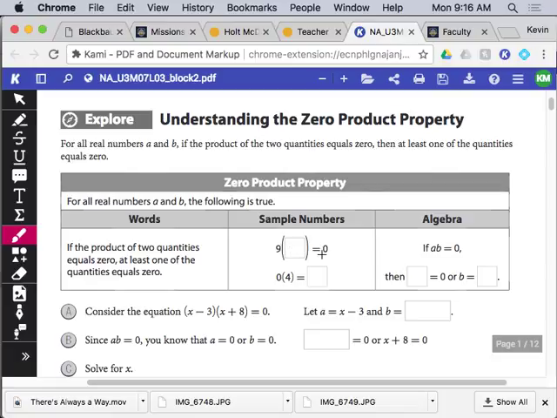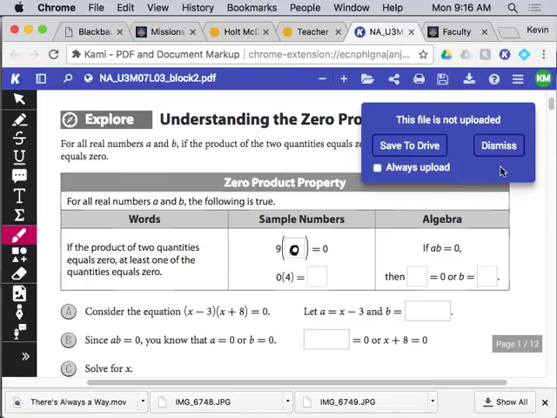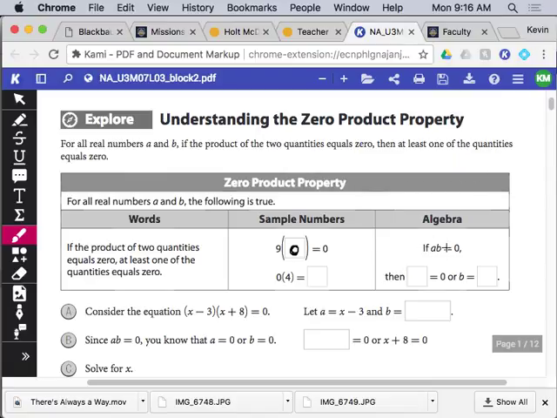9 times something equals 0. What goes in that box? 0. It's got to be, right? 9 times 0 equals 0. What about this here? 0 times 4. What goes there, class? 0, right?